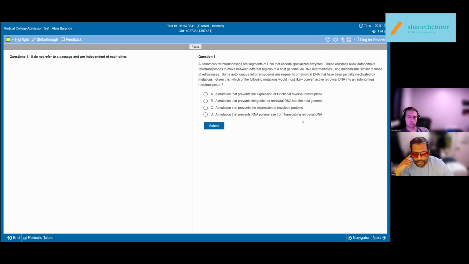Okay. What are your thoughts? I have no idea, honestly. Okay, let's see. It seems like they're saying that retrotransposons are segments of DNA that can move around within the genome, and they do it using RNA intermediates, which is similar to how retroviruses replicate, meaning the RNA turns into DNA, and I guess when it turns into DNA, it can integrate back into the host genome. So that's retrotransposon. Autonomous ones enable them to move.